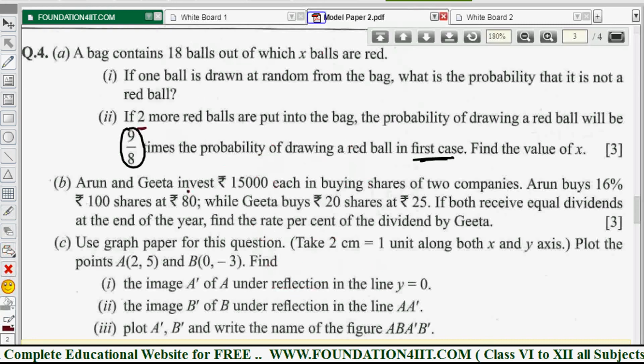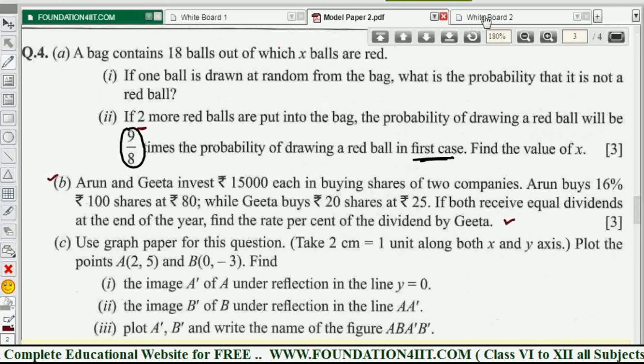Let's do this. And the second one is shares and dividend. If you observe this, we can do it in two cases. There are two names, Arun and Geeta. Arun and Geeta each invest 15,000 in buying shares of two companies. Arun buys 16% rupees 100 shares at 80, while Geeta buys rupees 20 shares at 25. The dividend is not given. In the second case, both receive equal dividends at the end of the year. Find the rate percent of the dividend by Geeta. Only the dividend of Geeta needs to be found out.